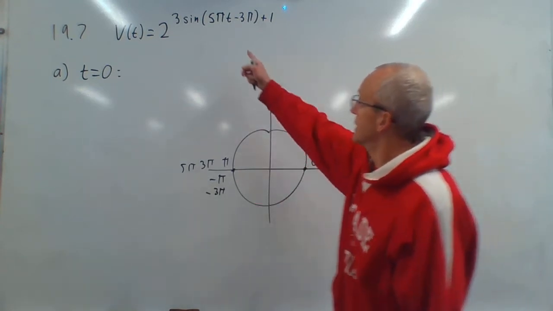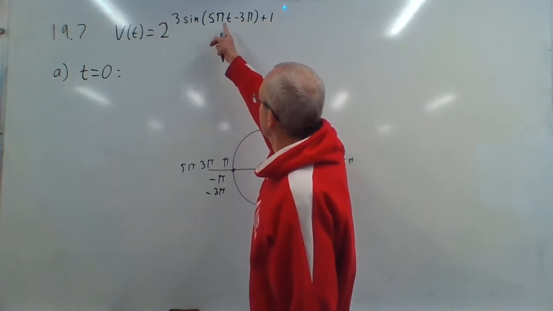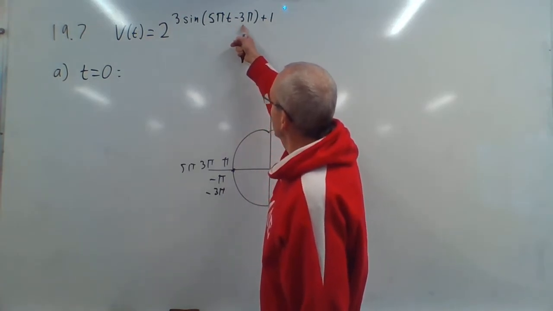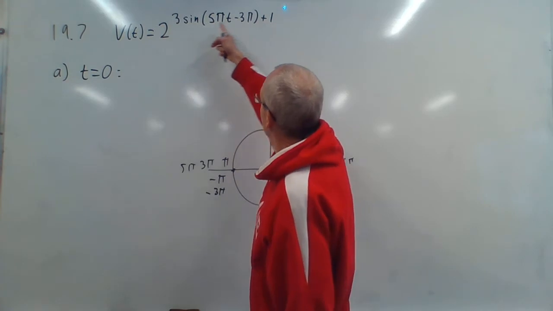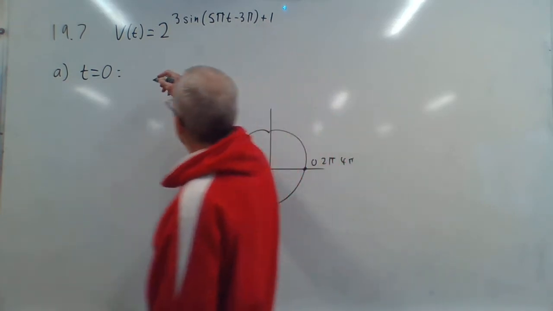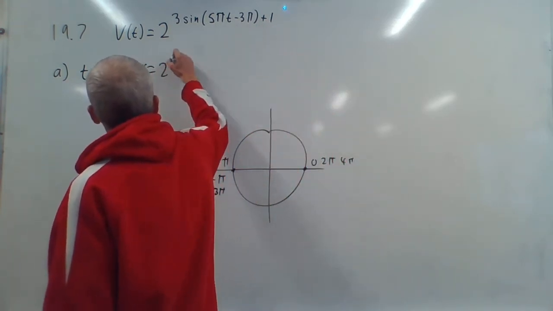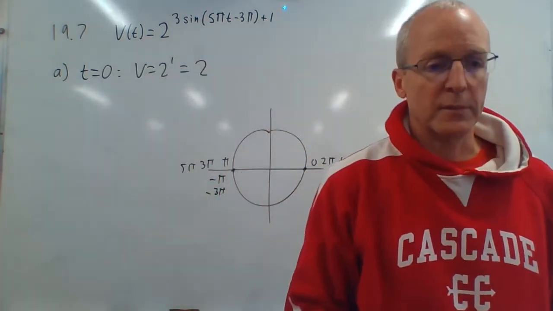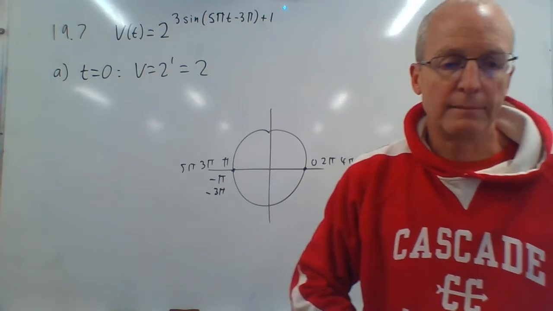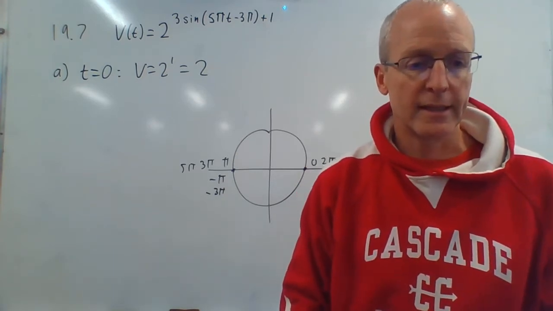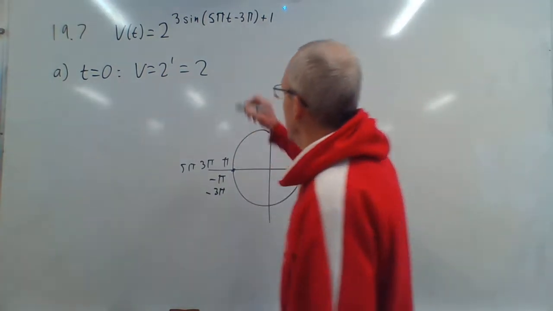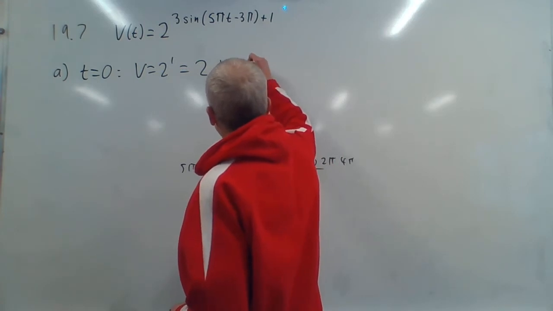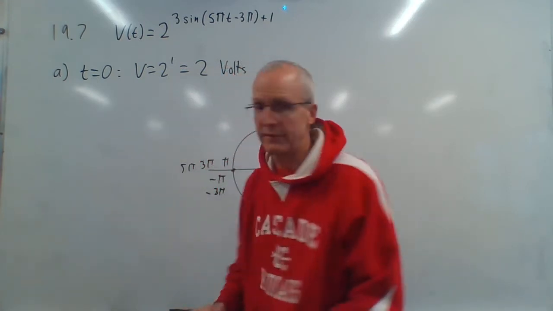Sine is 0. So sine of t times 3 is 0. Sine of negative 3 pi is 0. So we just have a 1. Then the voltage is just equal to 2 to the 1, which is clearly 2. They tell us the voltage in volts, so it would be 2 volts. Okay, so that's pretty easy. There, that's how you write volts.